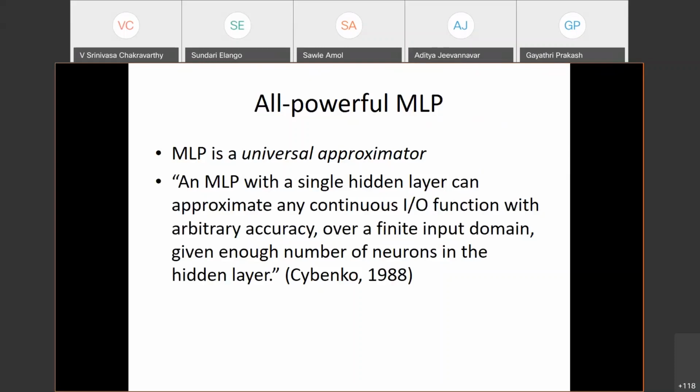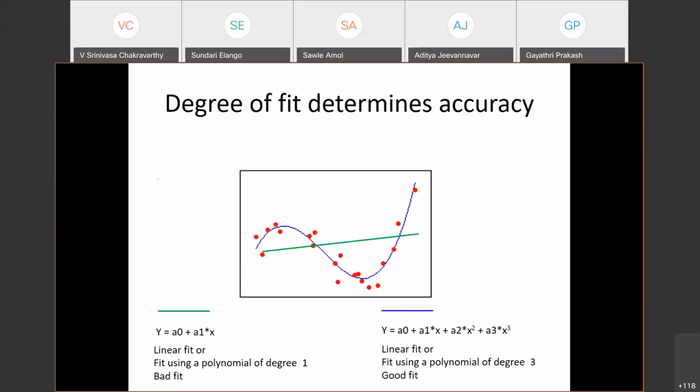So if you have enough number of neurons in the hidden layer, this kind of network can learn practically anything. So that was a very interesting result. And since it has this property, MLP is called a universal approximator. It can approximate any unknown function. And so the degree of fit determines the accuracy.